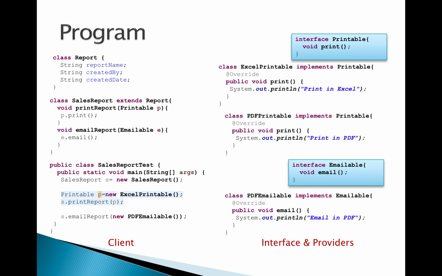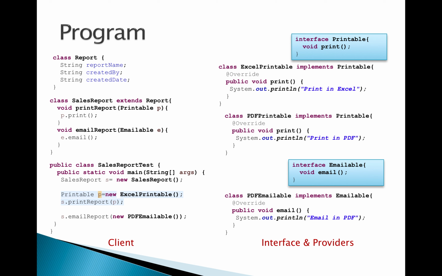So it's the same concept as the abstract class, where I can assign a superclass reference to a subclass object. Again, you cannot create objects for interfaces. Here we can have a reference for interfaces that is pointing to the object that implements that interface. So in this case, printable has been implemented by two providers. I can take any provider object. Printable p equals new ExcelPrintable. I can also assign Printable p equals new PDFPrintable, right?